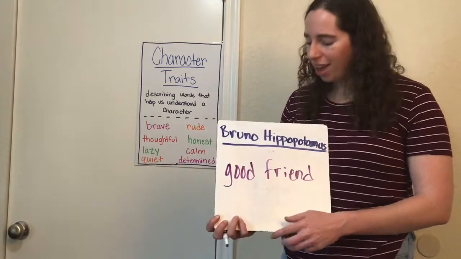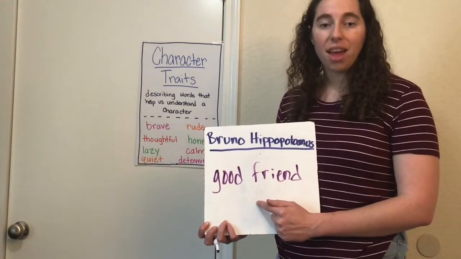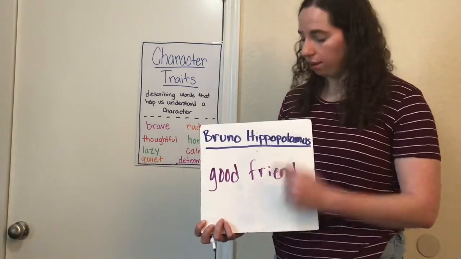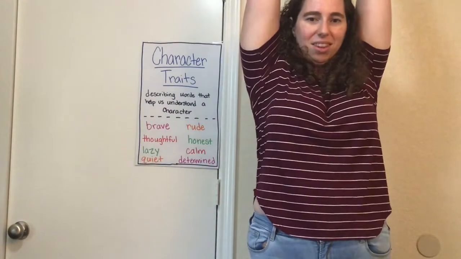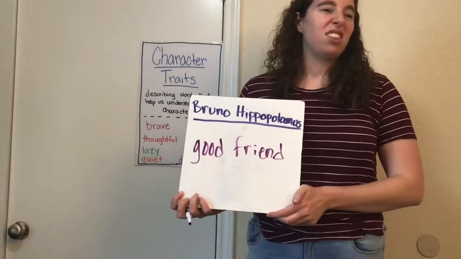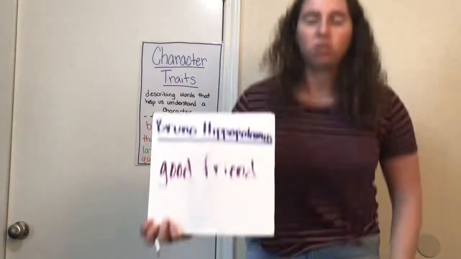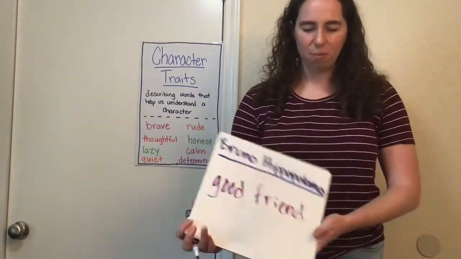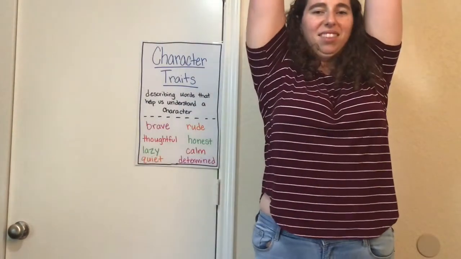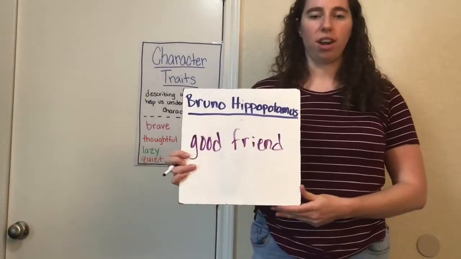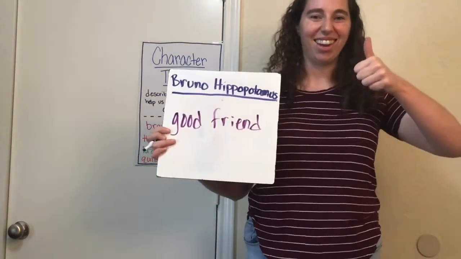What I'm going to do is write some more character traits on here. If you think that it is a good character trait for Bruno Hippopotamus, I want you to put your arms up like this, okay? And if you think that it's not a good character trait for Bruno Hippopotamus, I want you to squat down, okay? So stand up right now. All right, show me. If it is a character trait, what are you going to do? Okay, if it's not a character trait, what are you going to do? Okay, you ready? Let's see if you can do it.